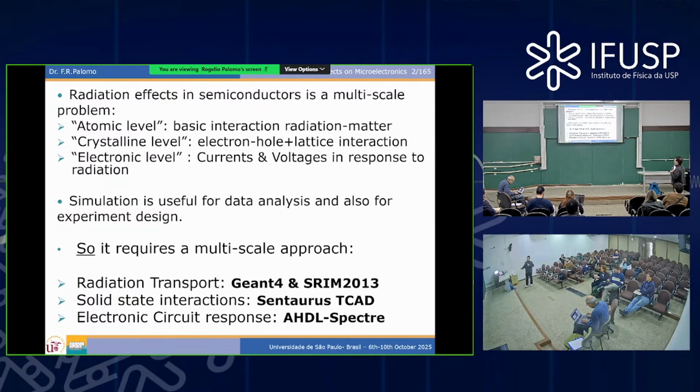So simulation is useful for data analysis and also for experiment design, as we will see later on, and requires a multi-scale approach using radiation transport software, solid-state interaction software, and electronic circuit response. On Wednesday, we experimented a little with a simplified version of AHDL spectrum. We were experimenting with LT spice, okay? But if you have enough money, you have to go to a professional tool like AHDL spectrum.